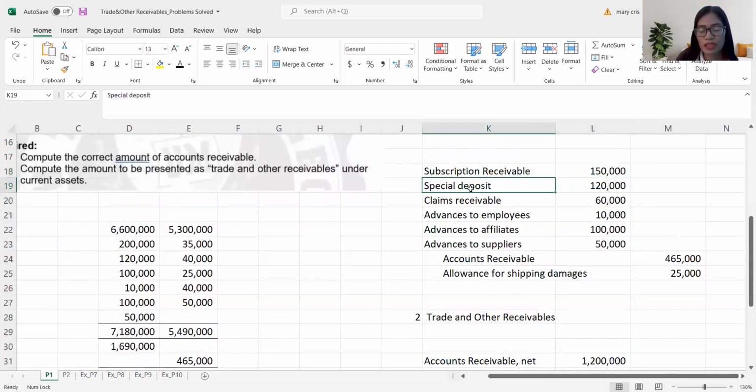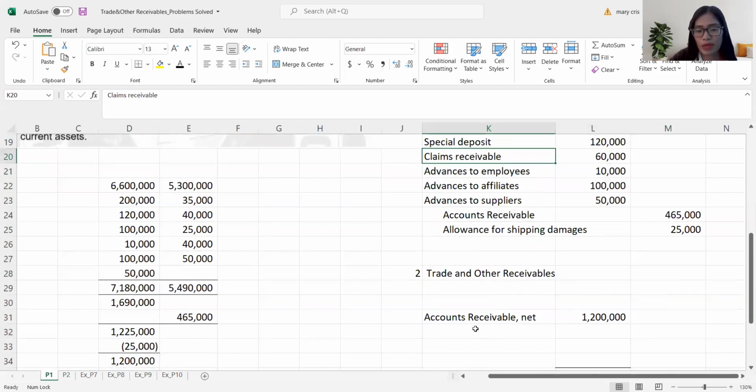Special deposit, as what we have discussed, diba, is basically a non-current receivable. So it's a non-current asset. So hindi rin natin pwedeng isama dito sa trade and other receivables. Next will be claims receivable. So this one is a current asset. No? So we have to include that in our list.